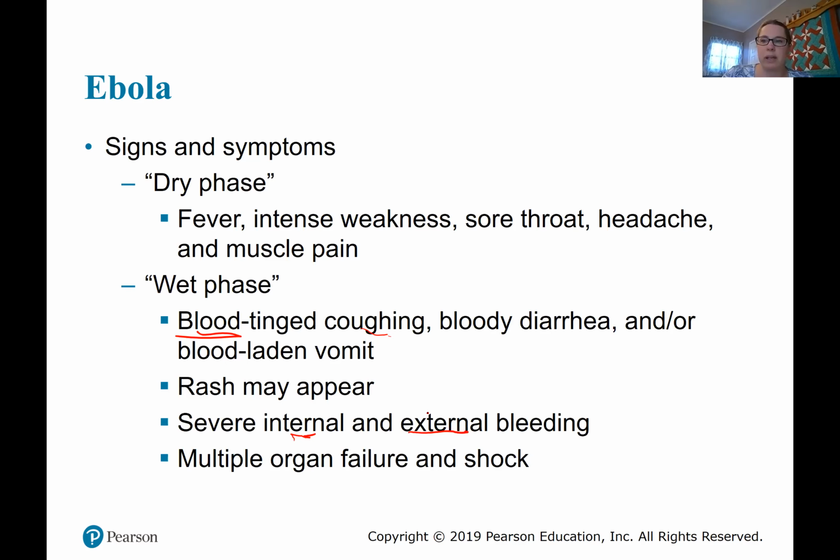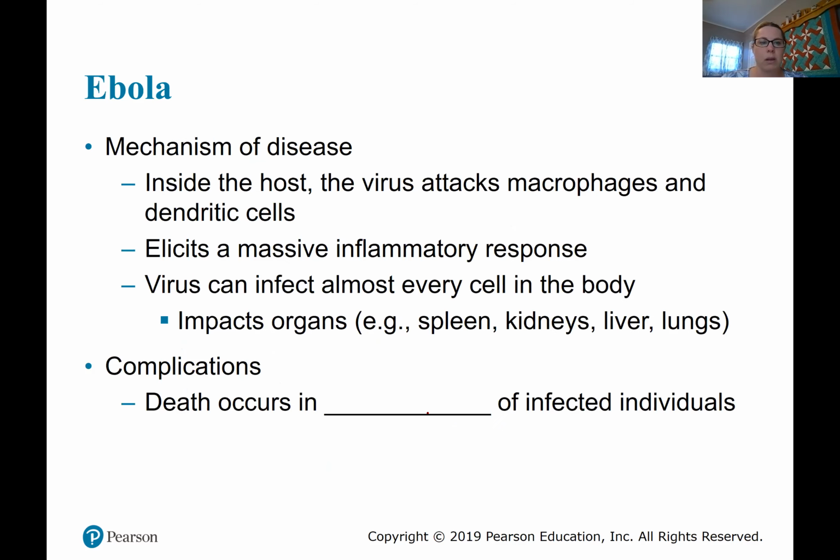The person will then, because of the bleeding, go into hypovolemic shock, which is a low blood volume, and organs will start to fail. Inside of the host, the virus likes to attack the macrophages and the dendritic cells of the innate immune system. This is going to cause a huge inflammatory response, a lot of inflammation throughout the body. And this virus can attack other cells as well and impact the kidney, the liver, the lungs.